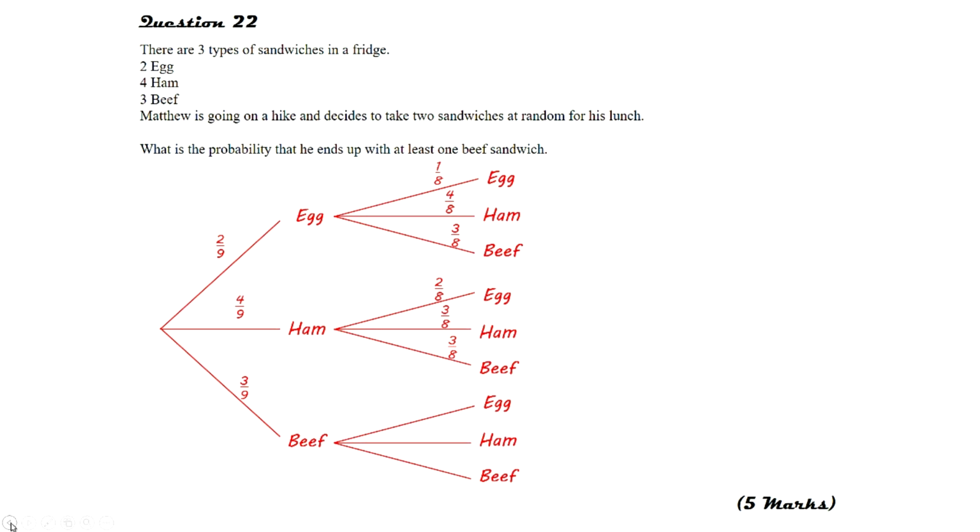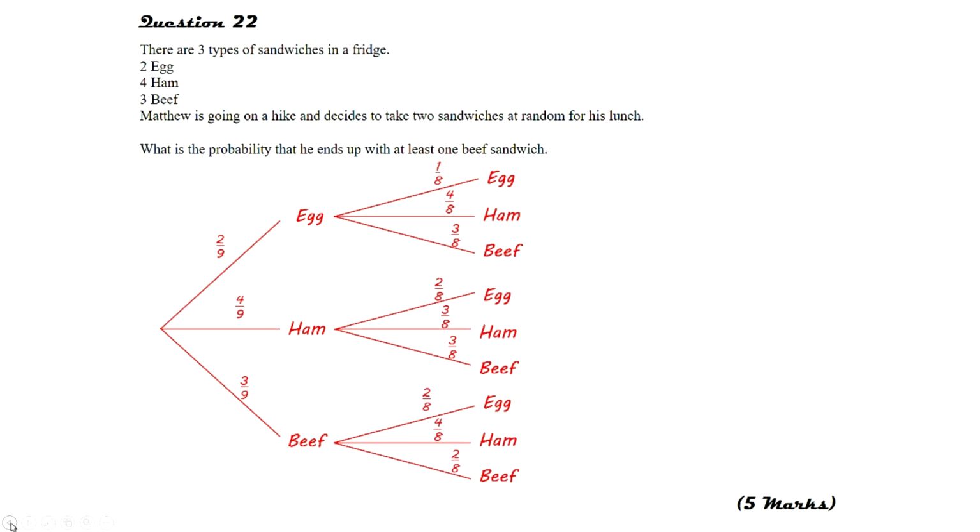Third thing that could have happened is I took a beef sandwich the first time round. Again, this is going to take it from 9 sandwiches down to 8 sandwiches, and it's not going to change the egg and the ham, but the number of beef sandwiches reduces by 1, so that becomes 2/8.